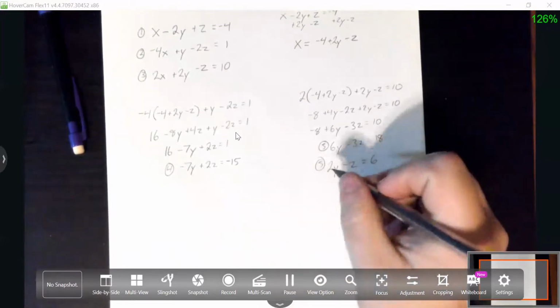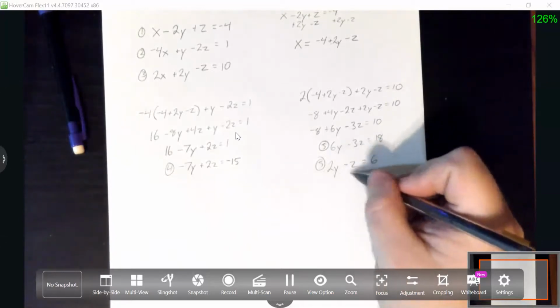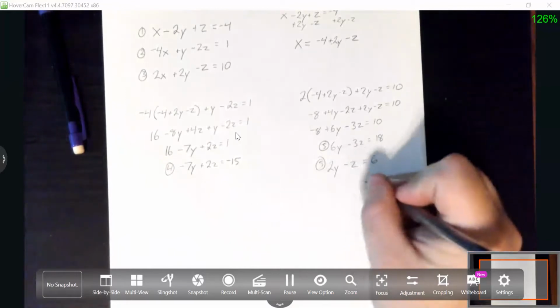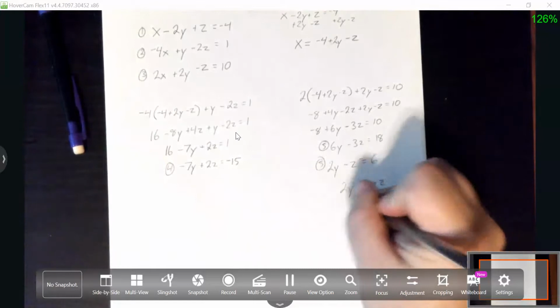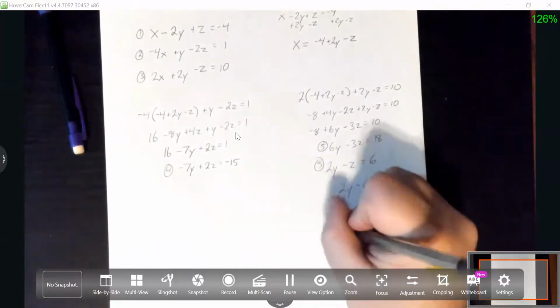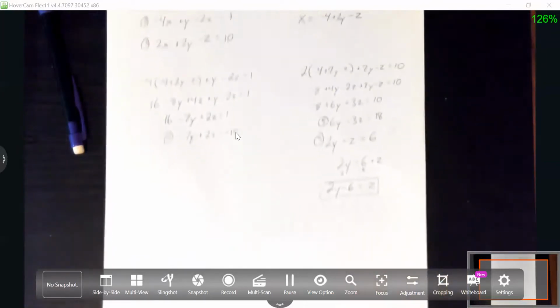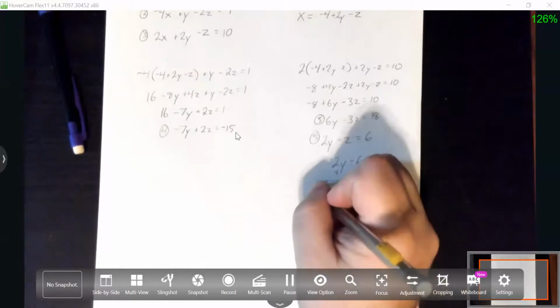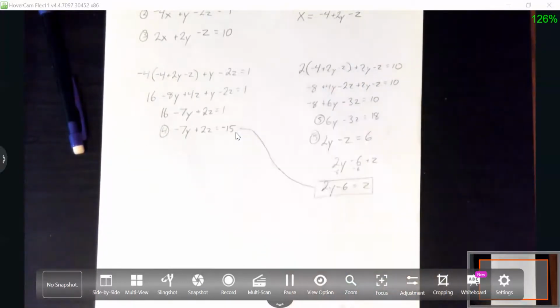So I'm going to take the easier equation, which looks like this one, and I'm going to solve that for z. So I can add z to both sides. That gives me 2y equals 6 plus z. Subtract 6, and I get 2y minus 6 equals z. Okay, we're getting there. Now that I have this, I can substitute it into our other equation that we got for z.